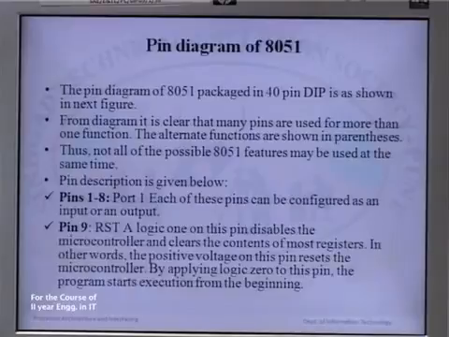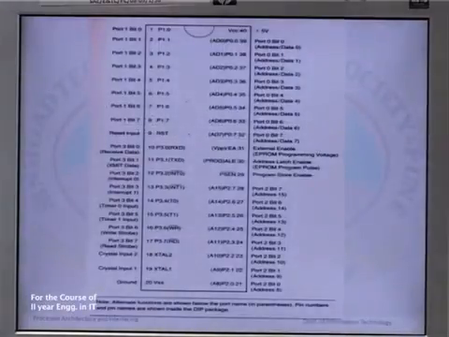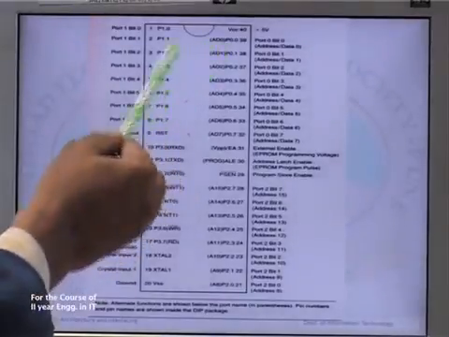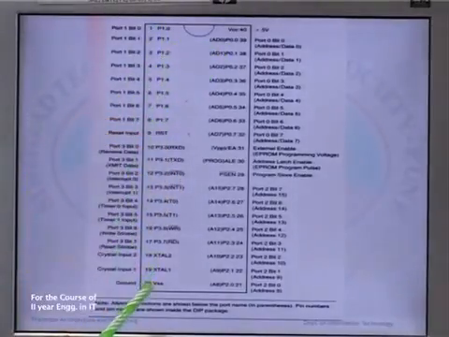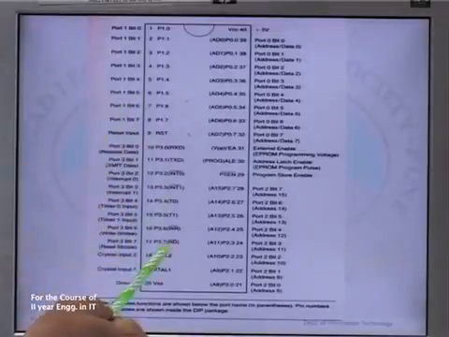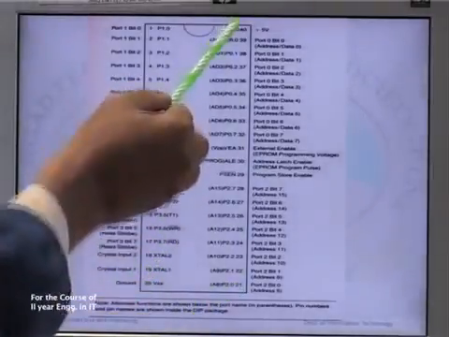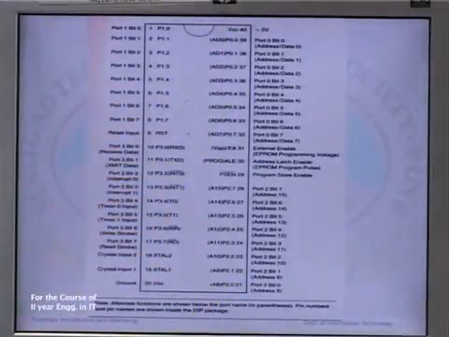Now we will study the pin diagram of IC 8051. The pin diagram is as shown in this figure. It is a 40 pin IC. Pin number 1 to 20 are to the left of this IC, and 21 to 40 are to the right. This is the top view of the IC.